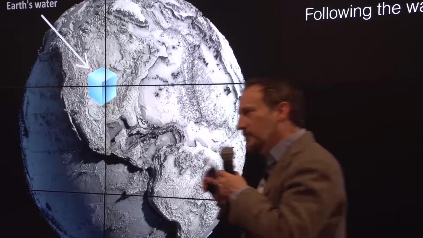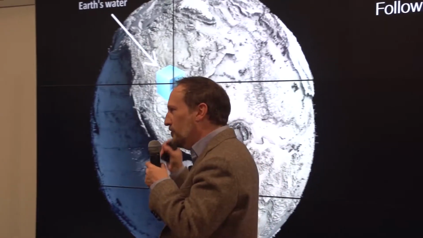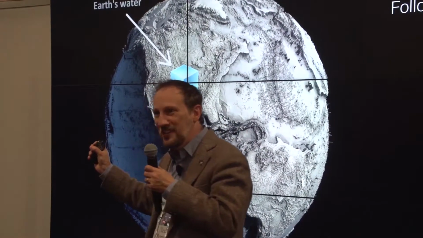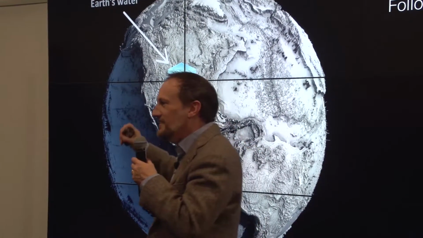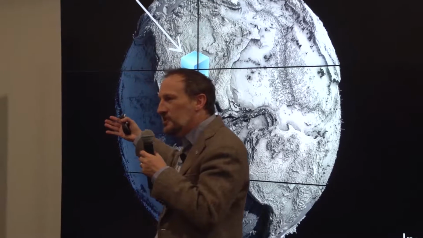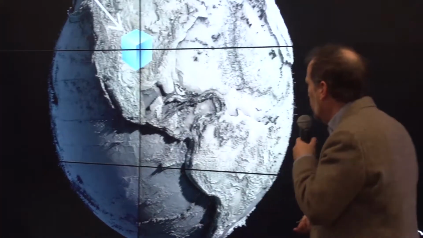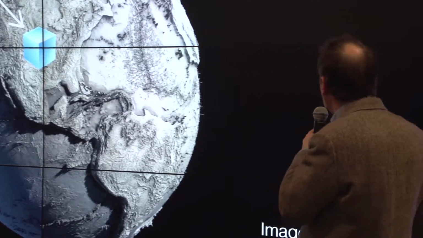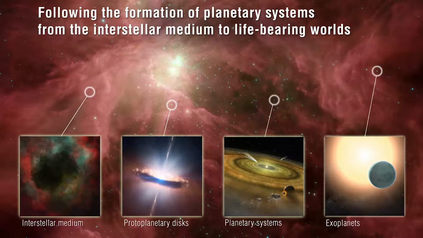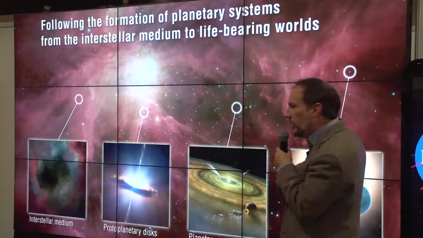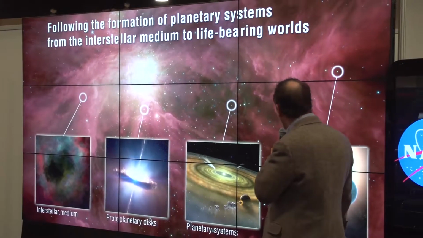And that's actually kind of interesting, right? If you think about it, it means we don't need that much for us to be here. So, okay, if the process is inefficient, we're still here. The question is, how inefficient is the process? And are there going to be some worlds that have more and some worlds that have less? And can we actually follow that? So we'll be able to trace water from the interstellar medium all the way into the protoplanetary disk, following planet formation and into exoplanets.